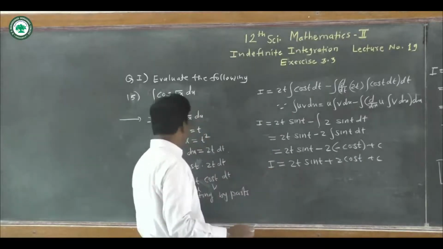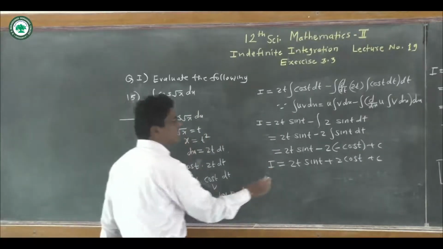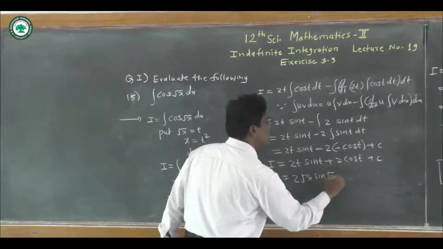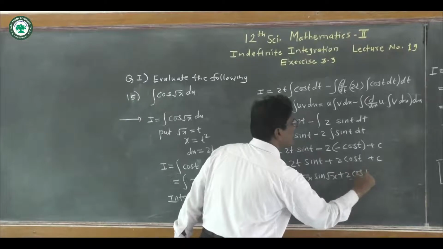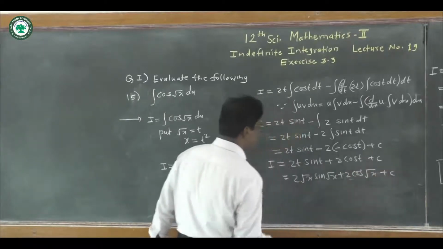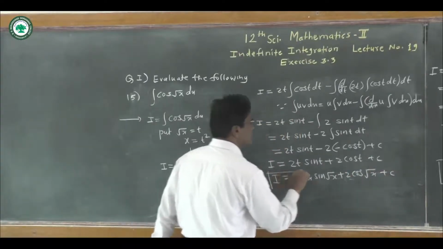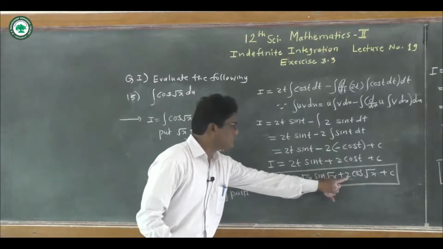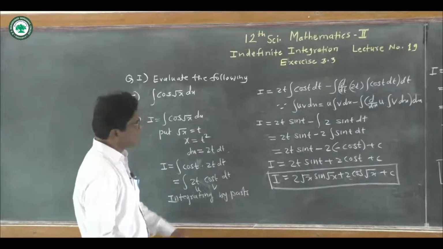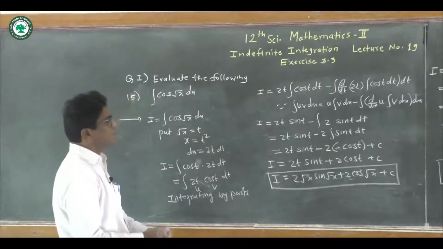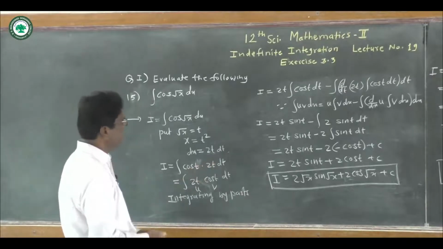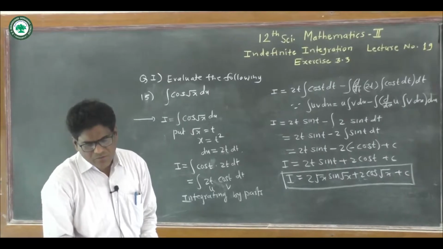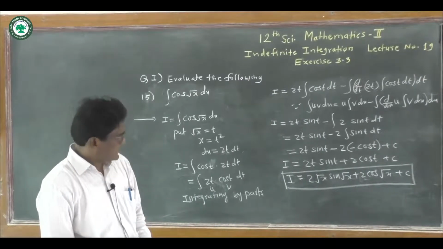And now lastly put the value of t as root x. So this is equal to 2 into root x sin of root x plus 2 cos of root x plus constant of integration. This is the final solution. So highlight this solution, take the screenshot. Here we may take 2 common, but put as it is. So I is equal to 2 root x sin of root x plus 2 cos of root x plus constant of integration. So this is the solution of the 15th problem.